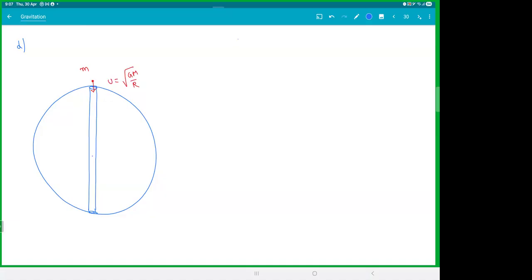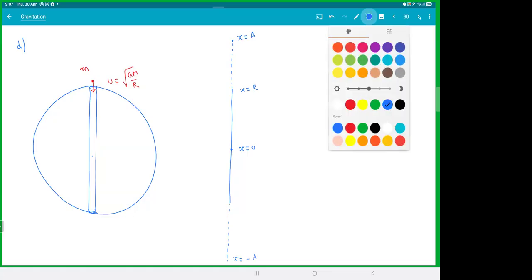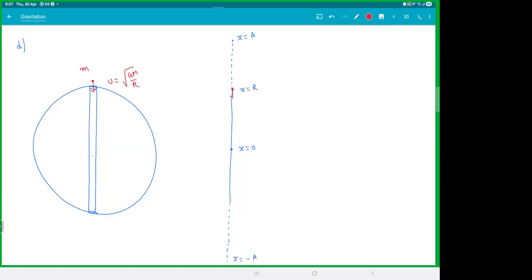So this particle will think, okay, I'm starting somewhere here. And it was like this. So this was x equal to 0. This was x equal to r. And this was x equal to amplitude, the extreme position. So if this had been a complete SHM, this is how the whole thing would have looked. And you're saying at this point, your speed is u equal to root over GM by r.